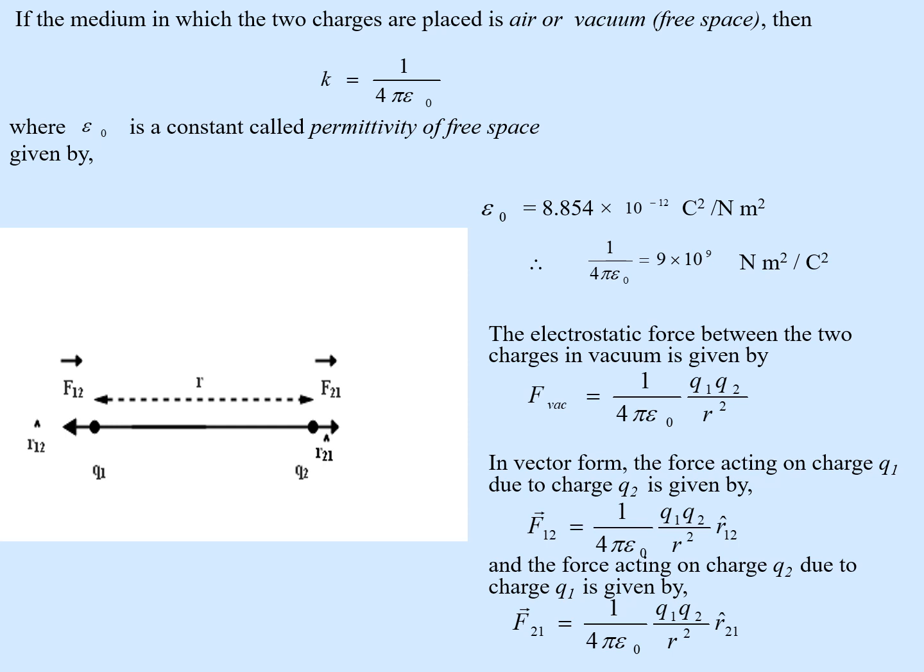Therefore, the electrostatic force between the two point charges in vacuum is given by 1 by 4 pi epsilon naught q1 q2 by r square. Now, in vector form, the force acting on charge q1 due to charge q2 is different from the force acting on charge q2 due to charge q1. They are given by the expressions F12 equals 1 by 4 pi epsilon naught q1 q2 by r square into the unit vector r12, and F21 is equal to 1 by 4 pi epsilon naught q1 q2 by r square into unit vector r21. Here the unit vectors represent the directions of the forces.